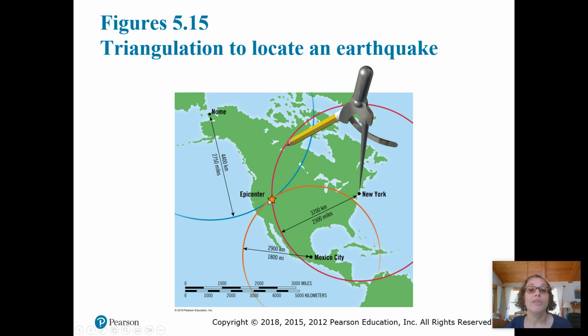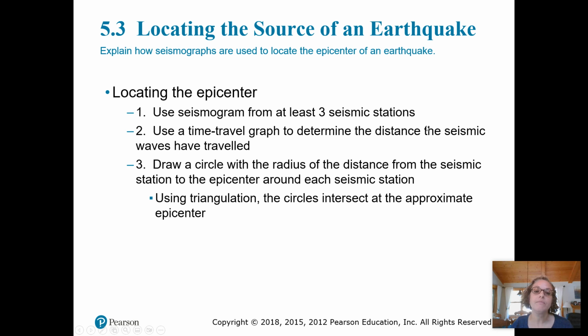So it's the addition of the third seismic station that gives us that data from Mexico City. It occurred 1,800 miles from Mexico City. We draw that radius around and we'll find one point of intersection, and that is our approximate location for our epicenter. So we need at least three different seismic stations to have recorded data for that earthquake, and analyzing those three stations gives us our epicenter.